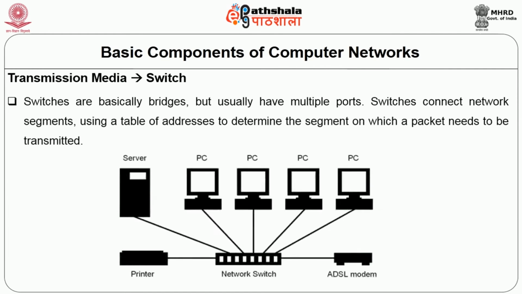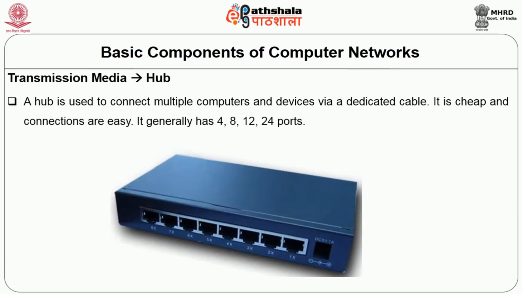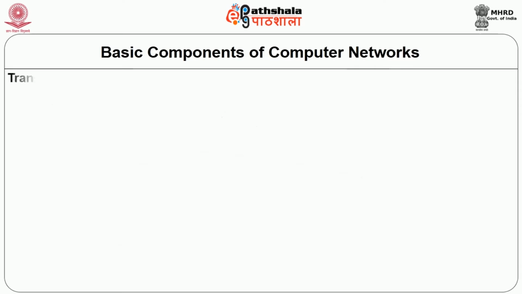Switch. Switches are basically bridges but usually have multiple ports. Switches connect network segments using a table of addresses to determine the segment on which a packet needs to be transmitted. A hub is used to connect multiple computers and devices via a dedicated cable. It is cheap and connections are easy. It generally has 4, 8, 12 or 24 ports.